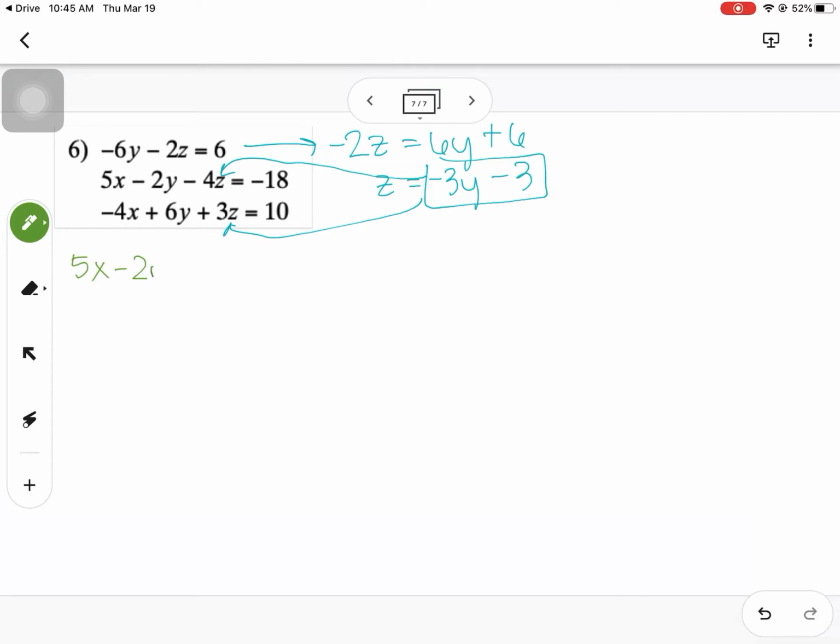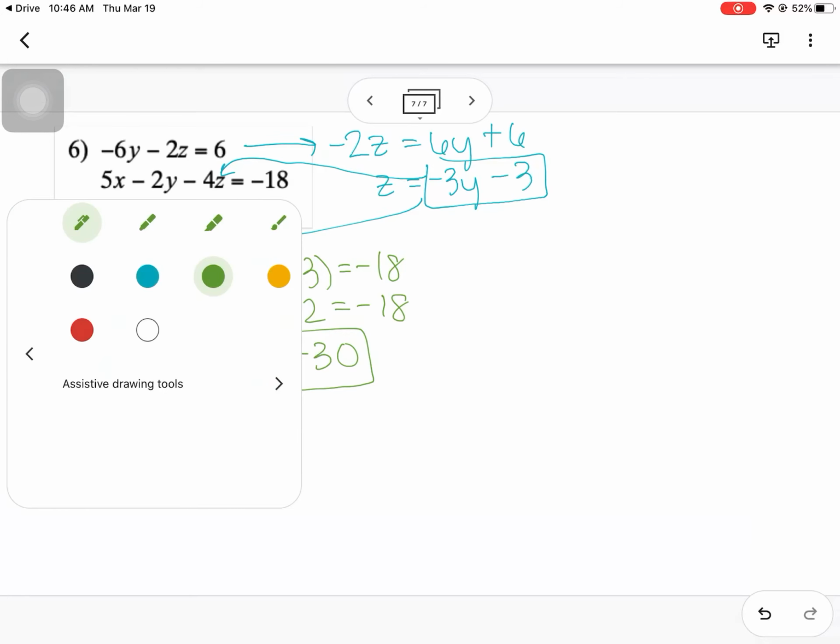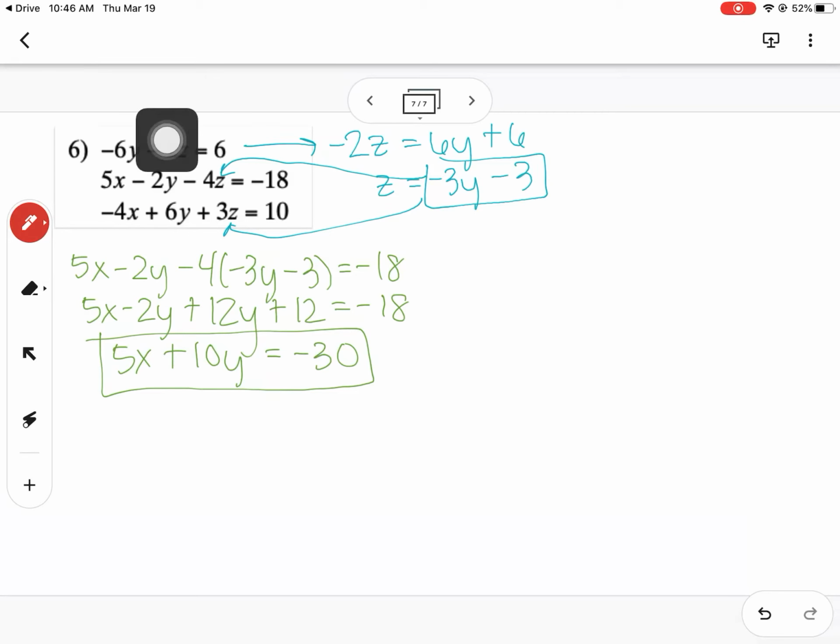So I would have 5x minus 2y minus 4 times negative 3y minus 3 equals negative 18. And I'm going to condense this a little bit. 5x minus 2y plus 12y plus 12 equals negative 18. And a little bit further, just to put my like terms together and maybe get my numbers all on one side. This is one equation that I'm going to use again in a minute. I need to come up with my second one though, and that is from plugging z into the bottom one.